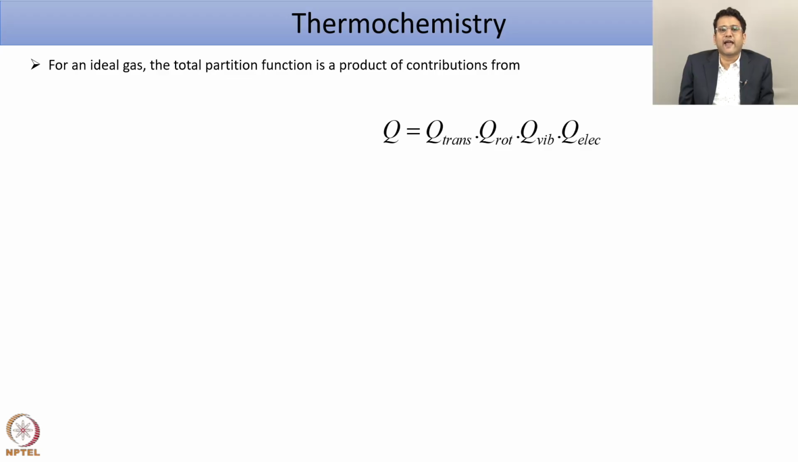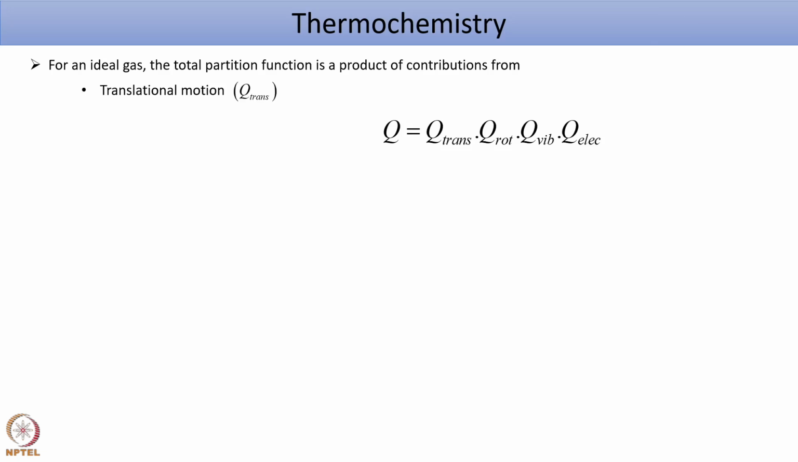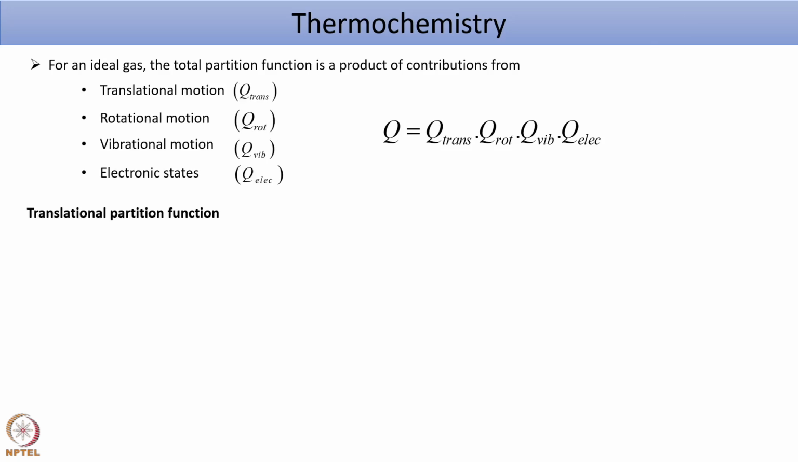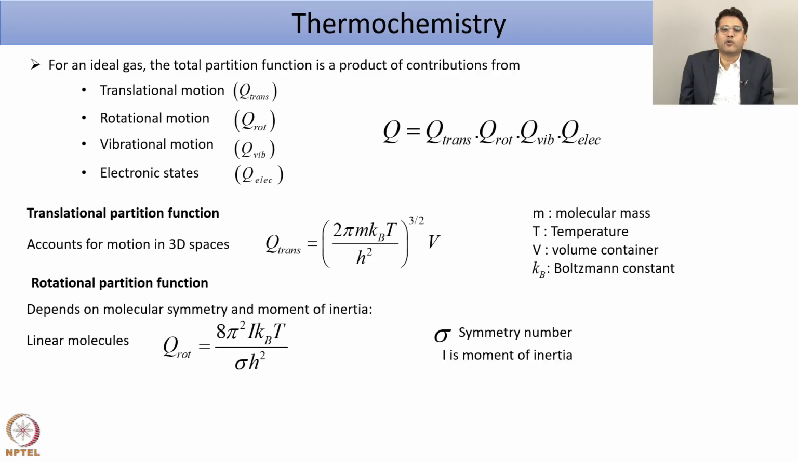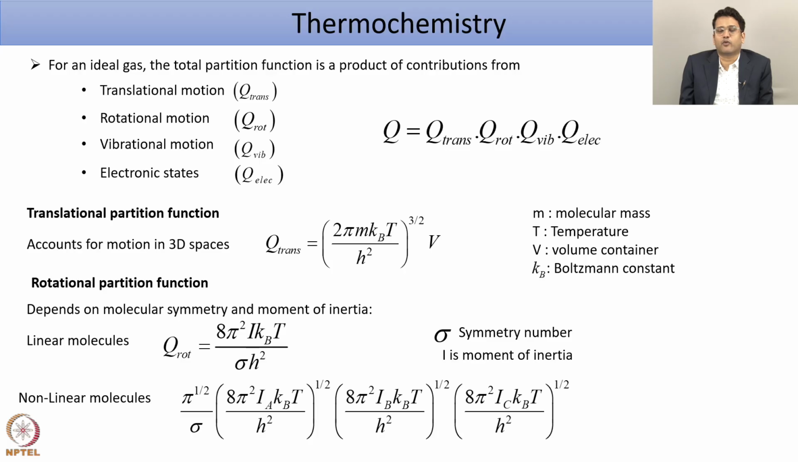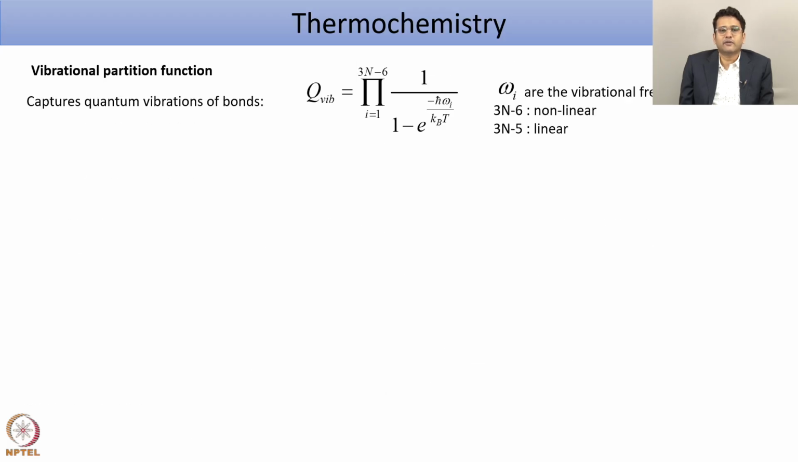For an ideal gas, the total partition function is a product of contributions from the translational, rotational, vibrational and electronic states. The translational partition function we generally calculate by assuming a particle in a box model, and if you do the calculation, this is the final form. For the rotational partition function, we consider the Schrodinger equation for a rigid rotor, where for a linear molecule this is the formula, and these are the formulas for a nonlinear molecule.